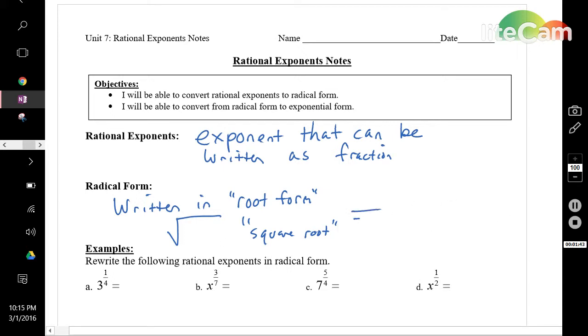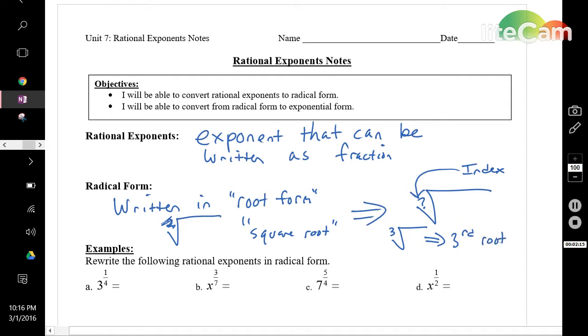Key aspects of a root. It's going to be the same symbol every time, but there's one little number that goes here that's called the index. This tells you how many roots you're taking. So for a square root, the number is 2. We just don't write it. We assume it's there. If the root is the third root, you put a 3 there. Fourth root, you put a 4 there. Fifth root, put a 5 there, and so on.